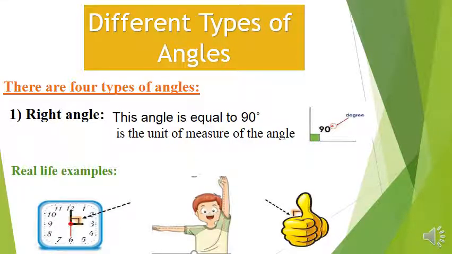Now let's talk about the different types or the different kinds of angles. We have many types of angles, starting with the first one, which is familiar to you, the right angle. What is a right angle? This one is a right angle. A right angle is an angle whose measure is 90 degrees. The unit of measuring an angle is the degrees. A right angle measures 90 degrees. These are examples of right angles.